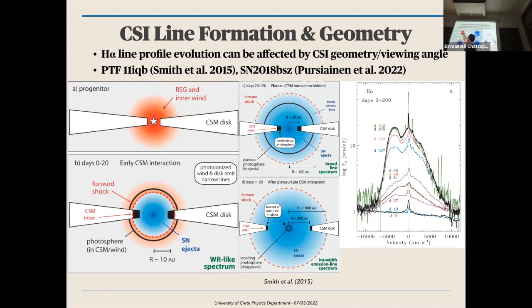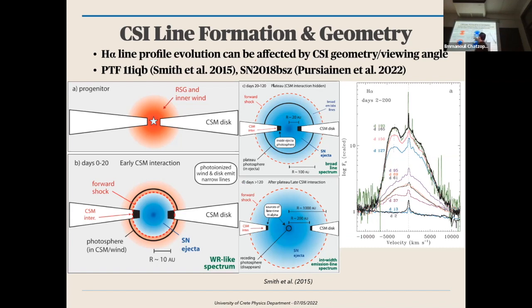In this case, you've got a progenitor with some red supergiant wind and a thick circumstellar disk around it. After the explosion takes place, early on, within the first 20 days or so, you have early interaction with the disk part of the CSM. So whenever you see those frames here, the dashed red line corresponds to the location of the forward shock, and the solid black line corresponds to the location of the photosphere. So early on, your photosphere is inside your wind. That means you're going to see line features typical of Wolf-Rayet winds.